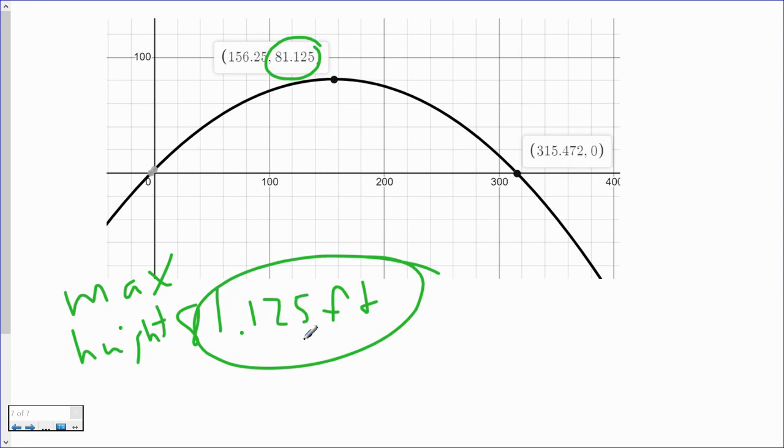So for this question, the answer is 81.125 feet. But if it did ask you the question, how far did the ball go, then that's where this 315.472 is.